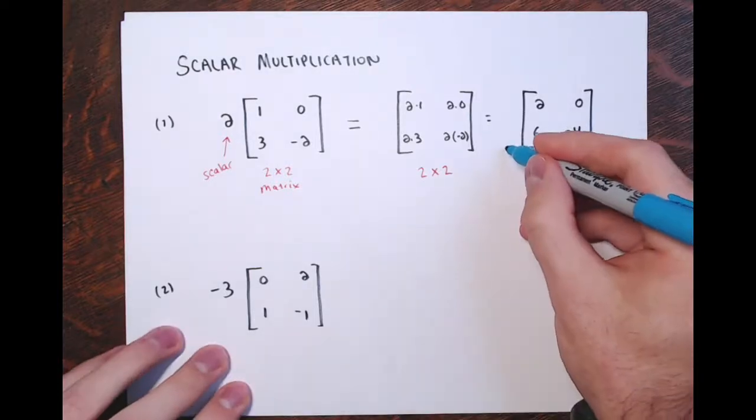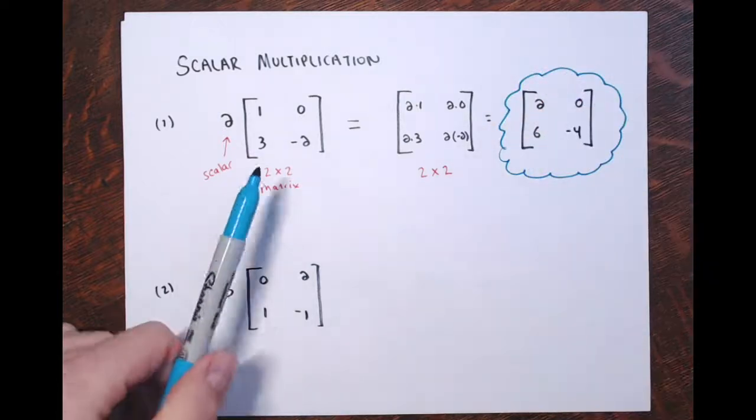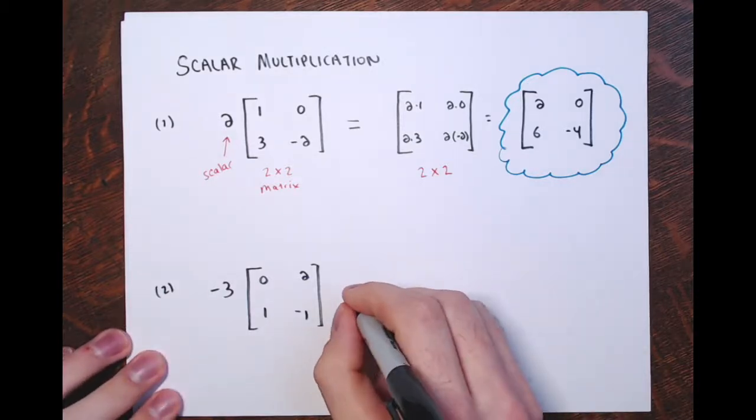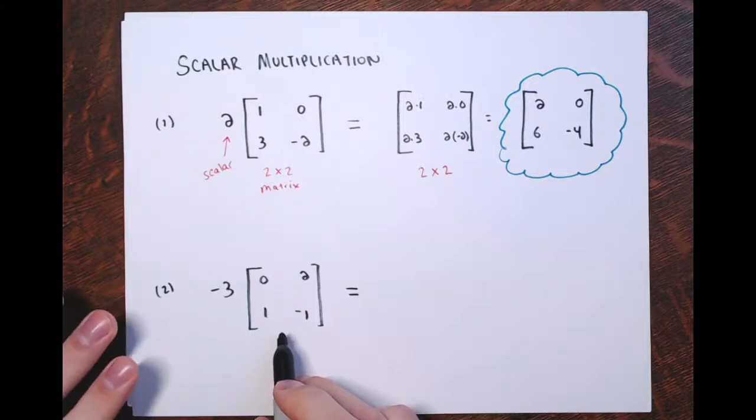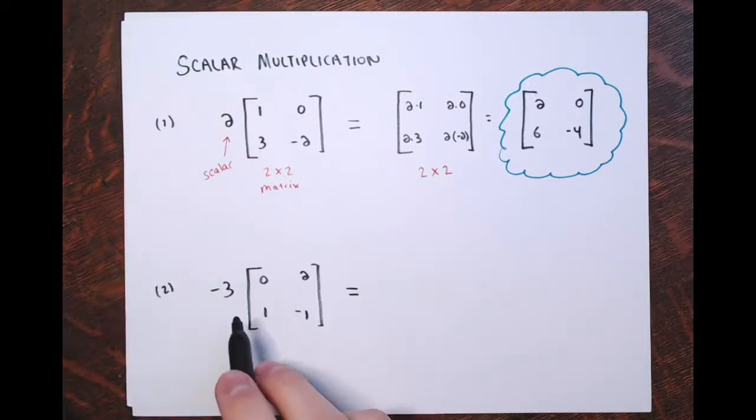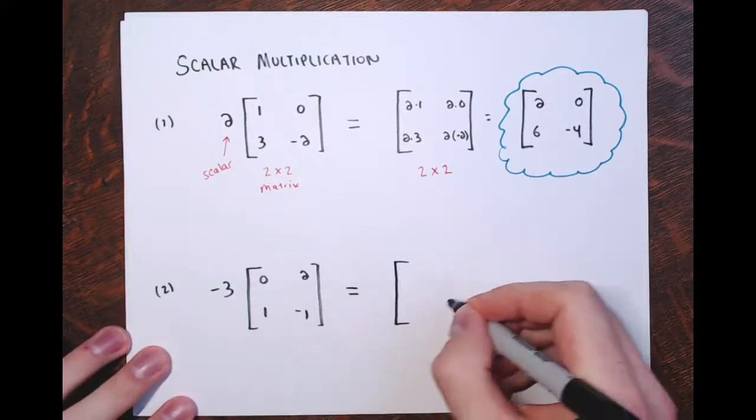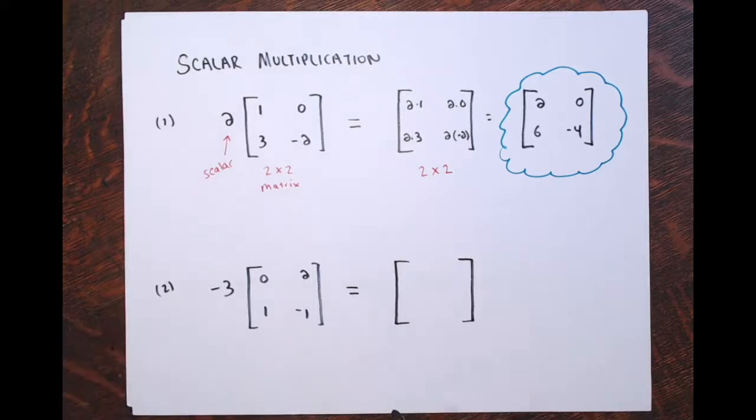So this would be the final resulting matrix, the scalar multiple of that matrix, 2 times that matrix. Very, very easy. Same thing down here. This is another 2 by 2. Again, whatever size the matrix is, multiplying by a scalar, you keep that size. So the scalar multiple here is going to be another 2 by 2.